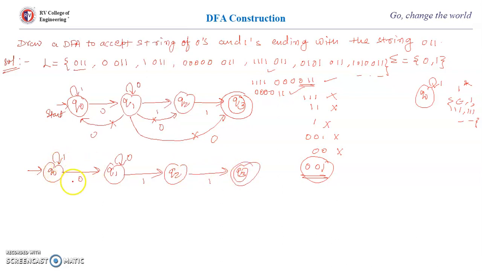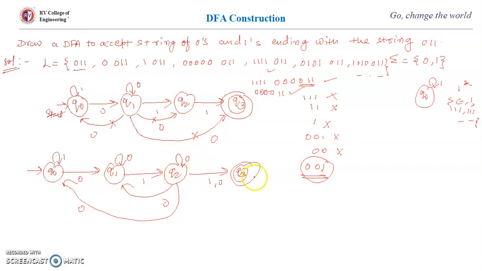So from q0, 0 and 1 is shown. From q1, 0 and 1 is shown. Same way for q2, 1 is shown; for 0 we will see what to do. So now if I put a self loop here, there are again four possibilities: a self loop on 0, or this 0 can go here, or this 0 can go here.